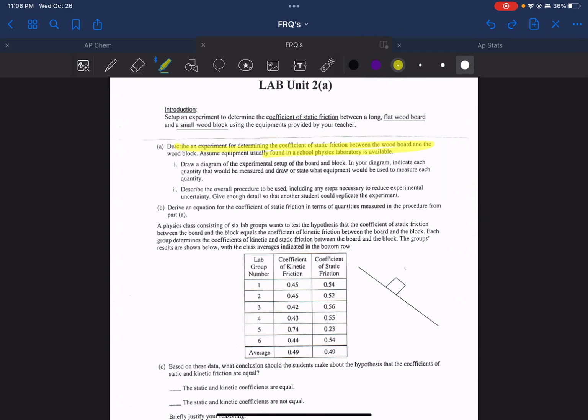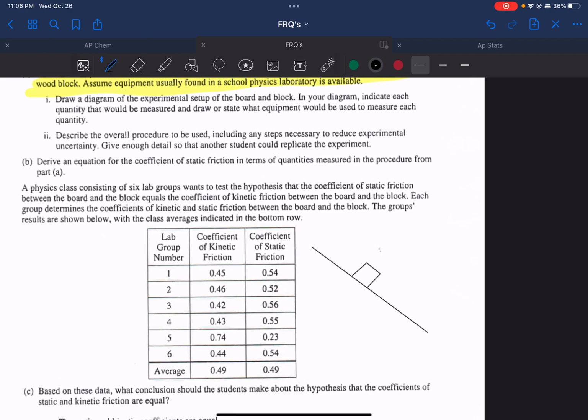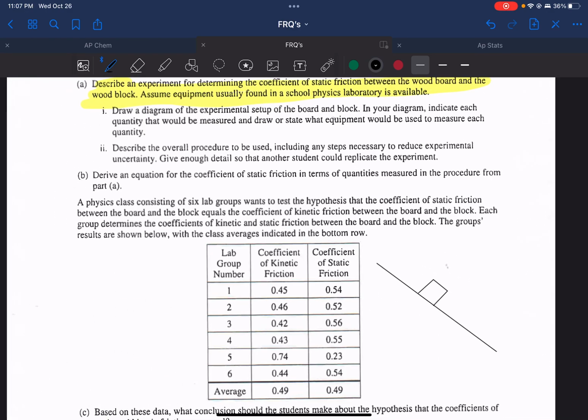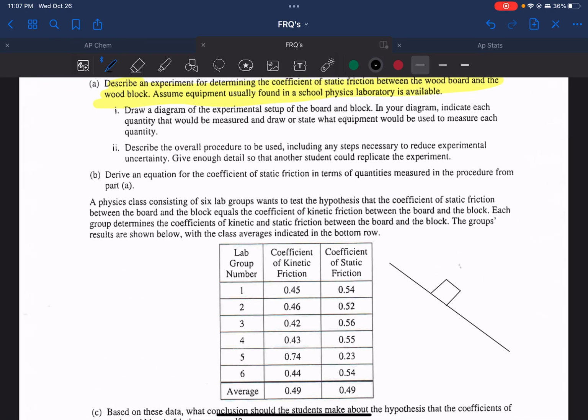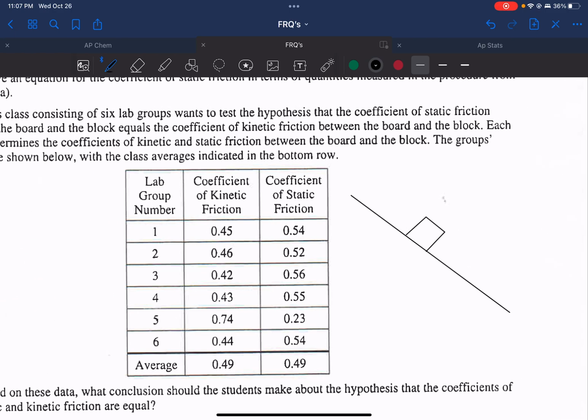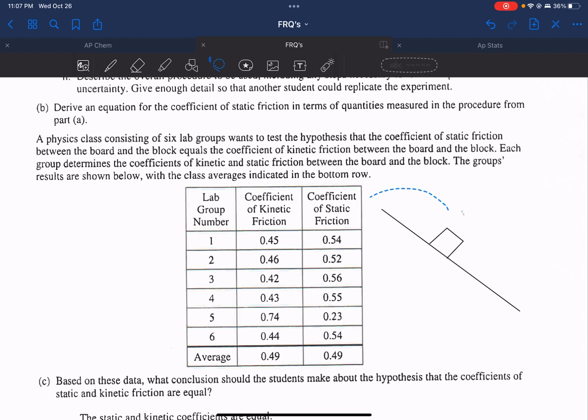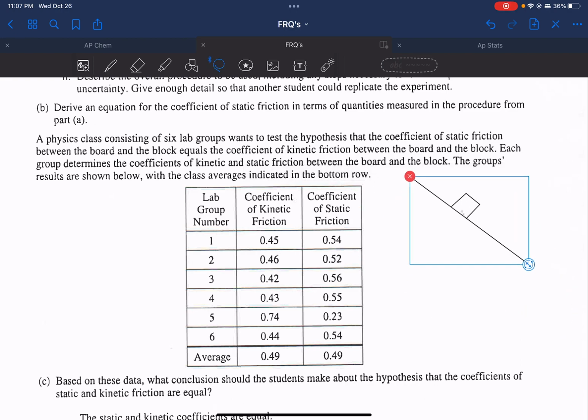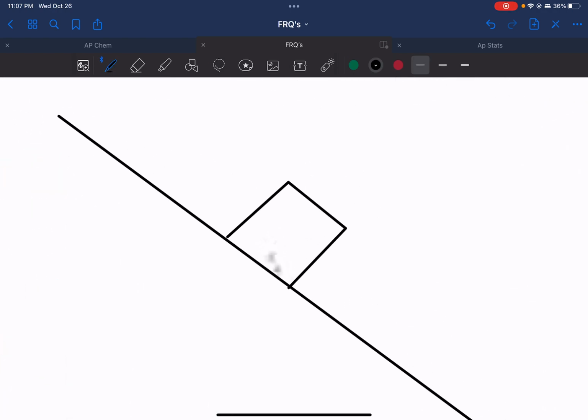for determining the coefficient of static friction between the wood board and the wood block. Assume the equipment is found in your school physics lab. So, draw an experimental setup of the board and the block, indicate each quantity, describe the overall procedure. Okay. So, I have to determine the coefficient of static friction, and the first way we approach this is I break this up into its forces.